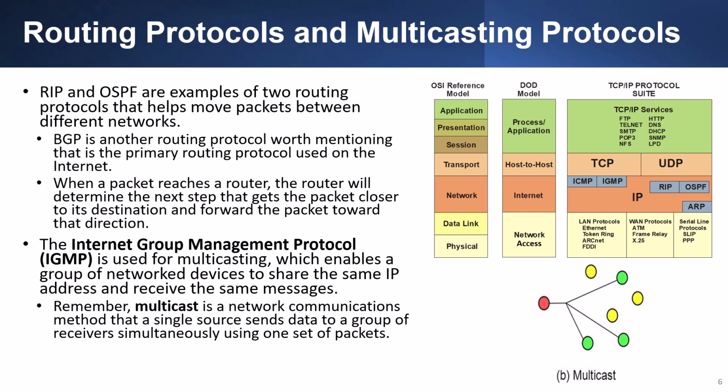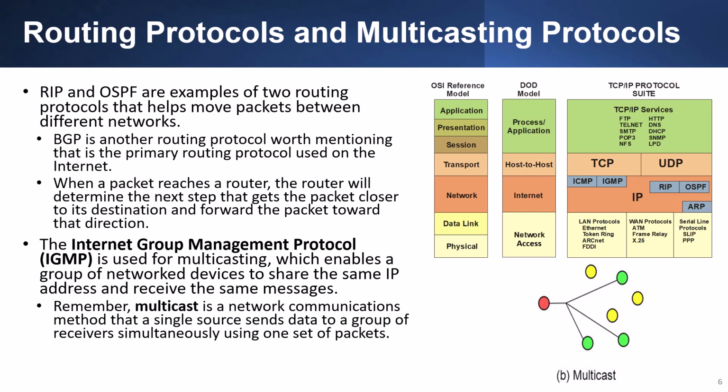RIP and OSPF are examples of two routing protocols that help route packets between different networks. BGP is another routing protocol worth mentioning that is the primary routing protocol used on the Internet. When a packet reaches a router, the router will determine the next step that gets the packet closer to its destination and forward the packet in that direction.